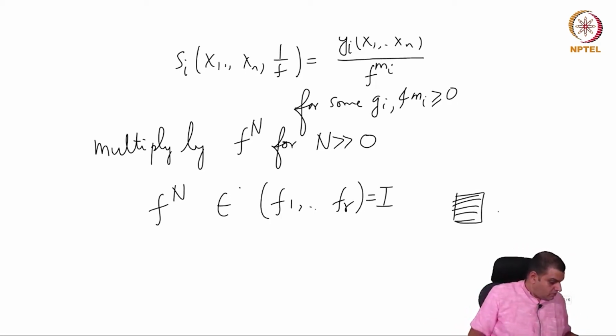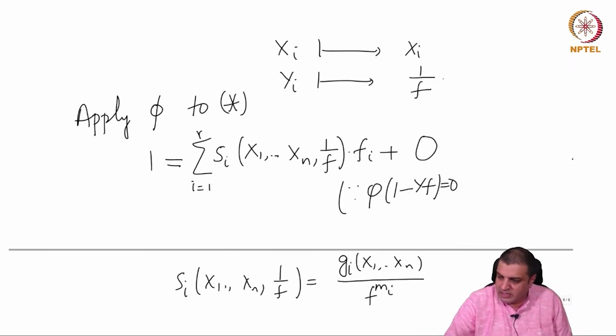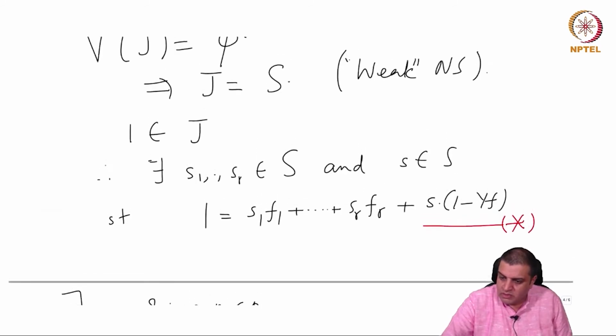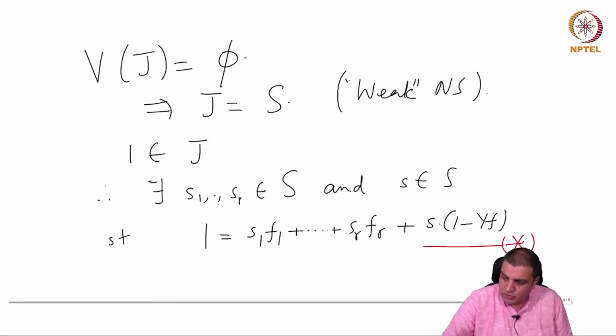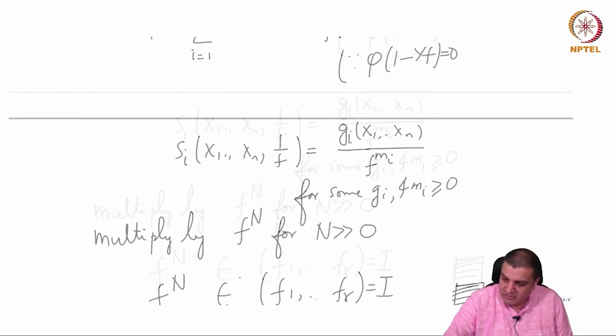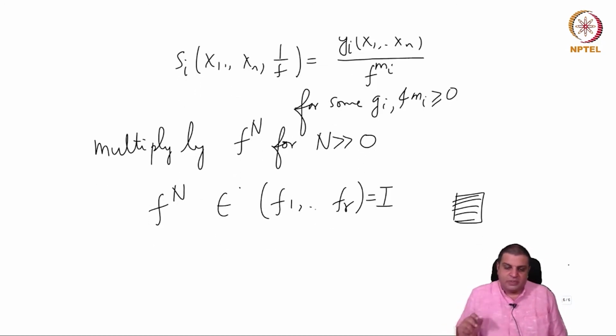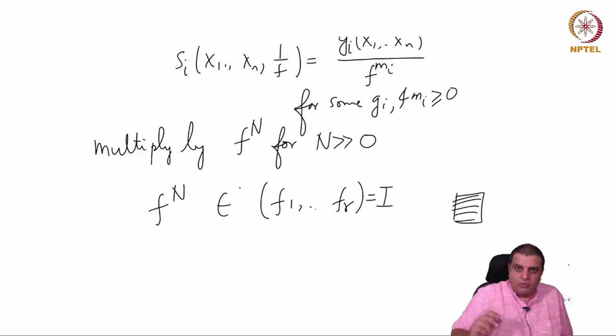So it's just a clever trick. What it does is it passes to a larger ring, where after a substitution we can introduce f's in the denominator and then clear the denominators, and one would get an expression like this. So this is what we wanted to prove.